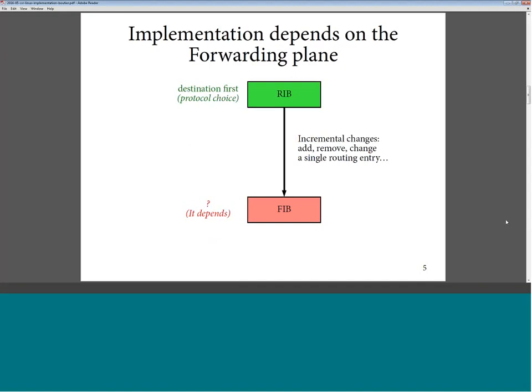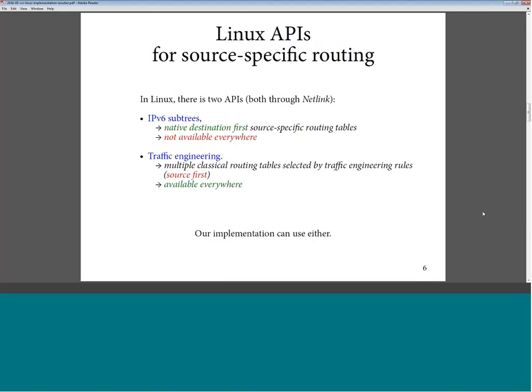Okay, so to implement source-specific routing, we need to install source-specific route entries, computed by some routing protocol, into the FIB. Thus, an implementation strongly depends on the available forwarding plane, and remark that generally these changes are incremental. There are two suitable APIs on Linux to do source-specific routing: IPv6 subtrees and traffic engineering. We will see that we want to use IPv6 subtrees when available, but that in some cases it is not available, and so we must use traffic engineering rules. And our implementation uses either.